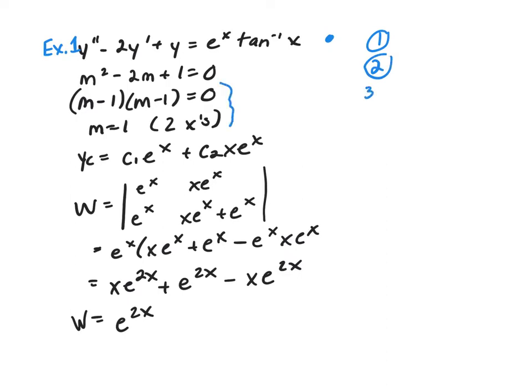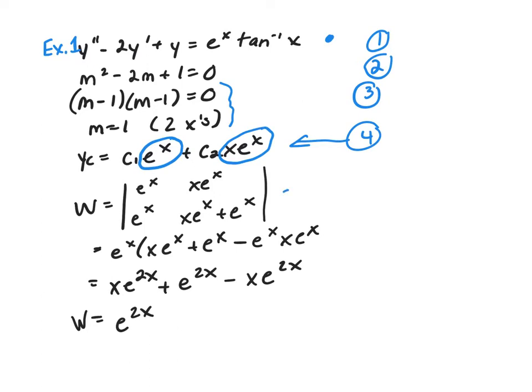We've done that here. We got the root 1 two times. Step 3. Step 4 is write your y sub c. It's this line here. And 5, identify your y sub 1 and y sub 2. This is y sub 1. This is y sub 2. And step 6, find the determinants.